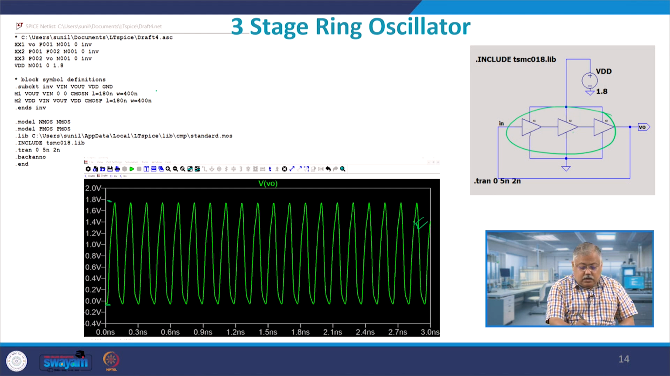These are the device parameters which you are feeding. For each of the transistors you are giving the device parameters, including 180 nanometer, you are doing a transient analysis and you are trying to find out the value of the output voltage. Now, from this we can find out the delay in the ring oscillator between each point.